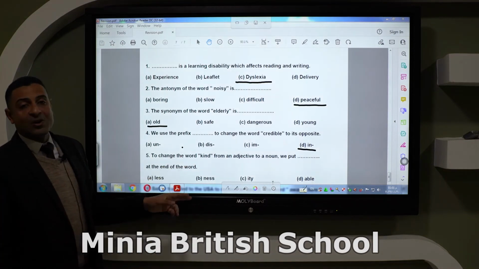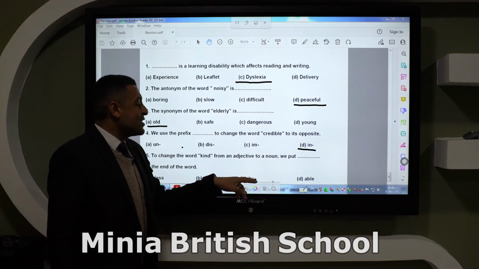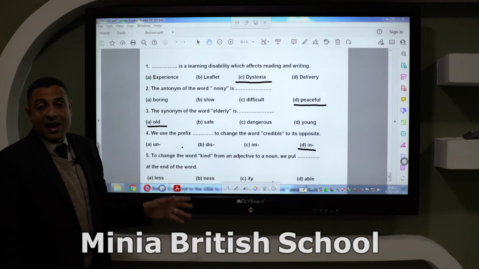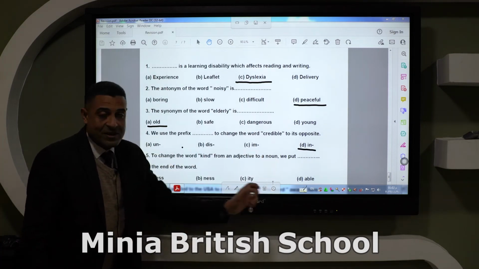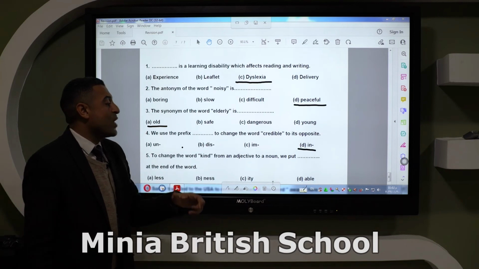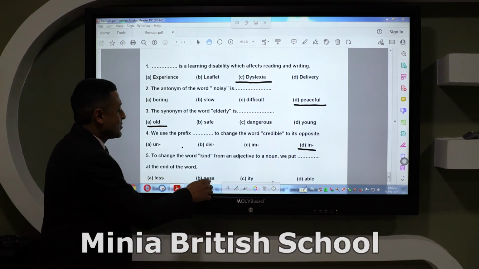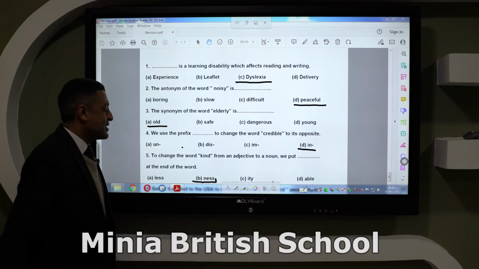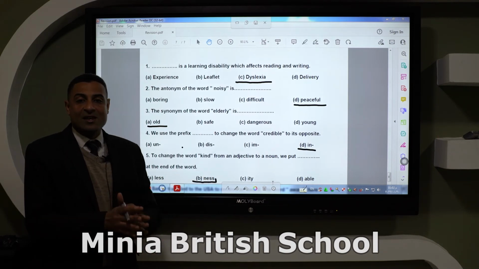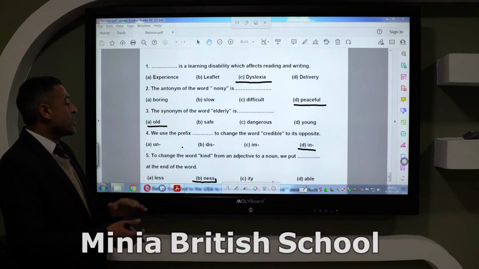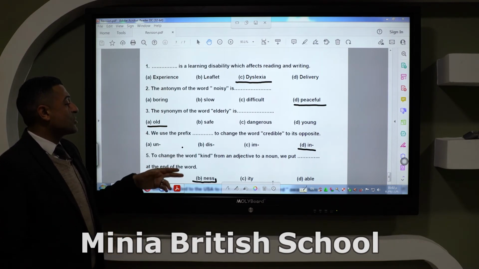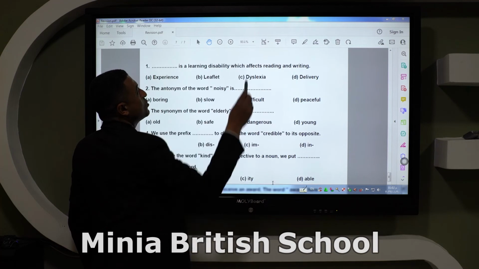To change the word kind from an adjective to a noun, so the word kind is an adjective, so I have to add a suffix at the end to change it to a noun. So we use these letters N-E-S-S and it will be kindness. Kindness. So here I can change the word kind from an adjective to a noun.